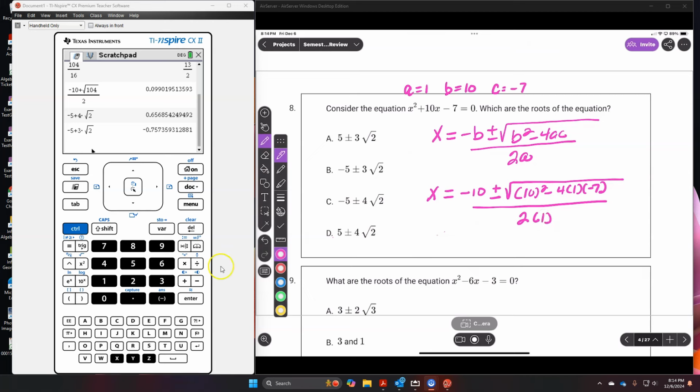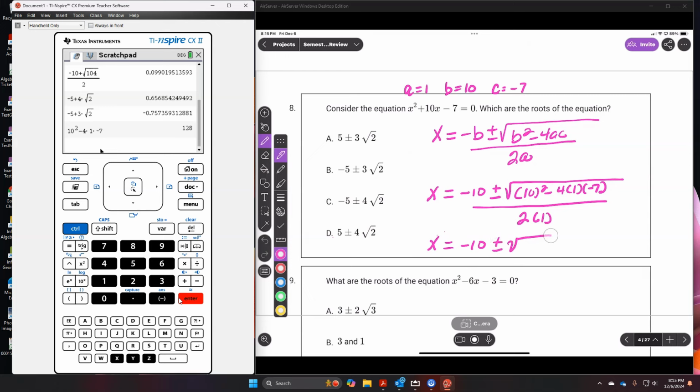So let me evaluate the discriminant. We have 10 squared minus 4 times 1 times negative 7. Let's see what we get. We get 128. So let me write x equals negative 10 plus or minus the square root of 128 divided by 2.